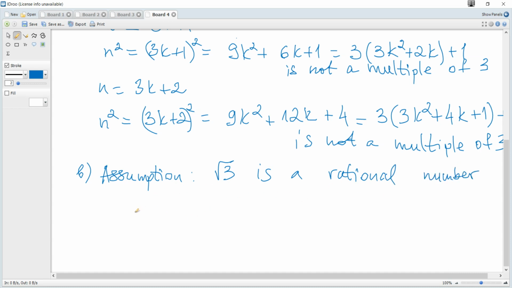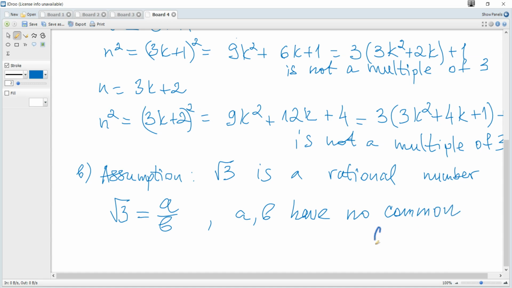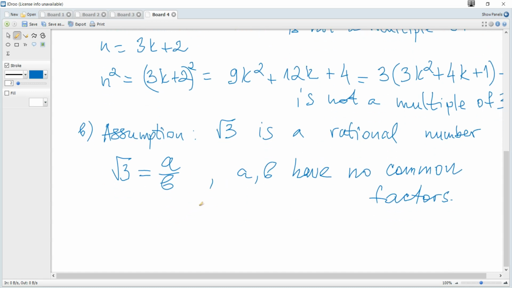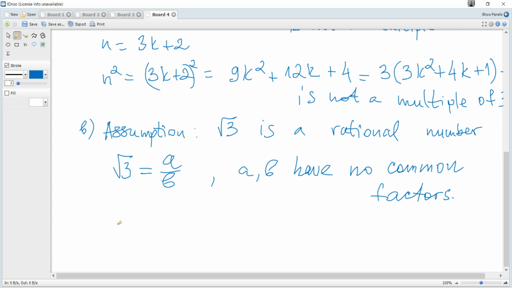and since it's rational, it can be represented as a over b, and it's very important that a and b are some integers so that they have no common factors, and it means that this fraction a over b is not reducible. And then we square both sides and get that 3 is a squared over b squared, and a squared is 3b squared.